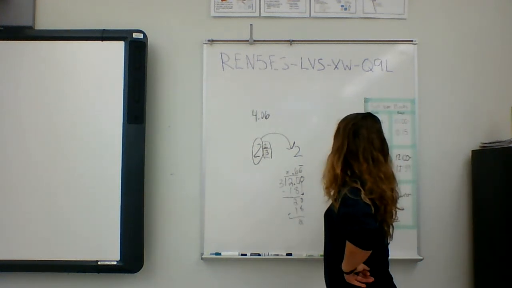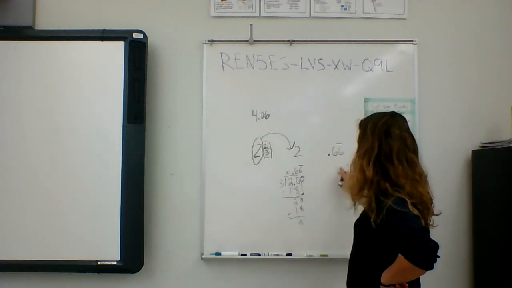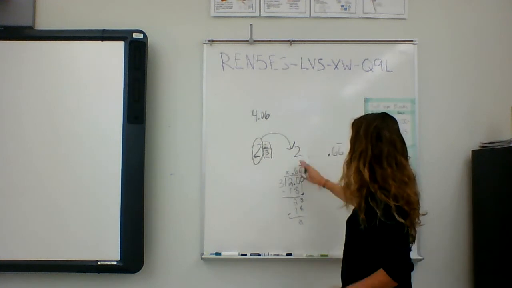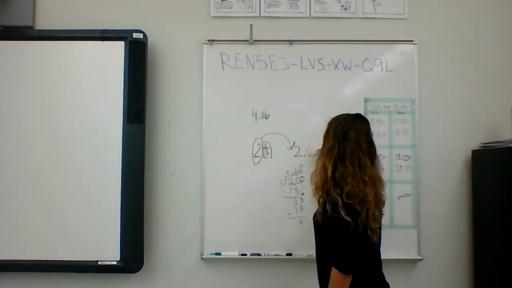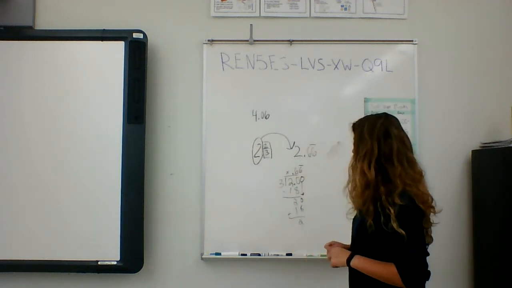Now, if I just put 0.66 or 66 hundredths repeating, that's not my answer. That's what 2/3 is as a decimal. I need to add my whole number into it. So I'm going to bring that 2. It's 2 and 66 hundredths with the repeating bar above the last decimal.